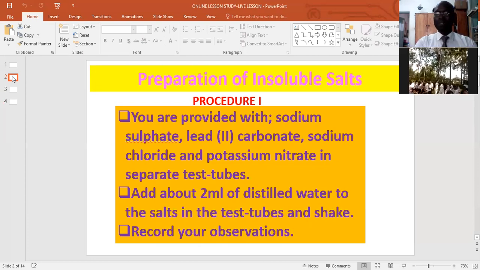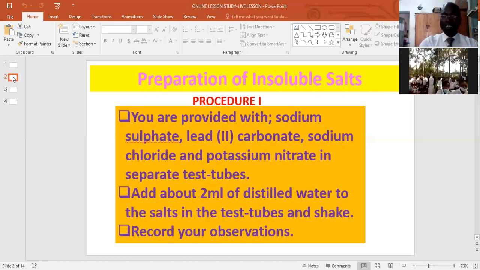Betty Kavochi, are you there? Tell us, did it dissolve or was it insoluble? It dissolved. Very good. What about lead 2 carbonate? We are still on you, Betty. Lead 2 carbonate, was it soluble or did it not dissolve? It did not dissolve.